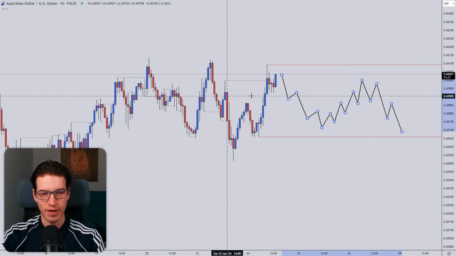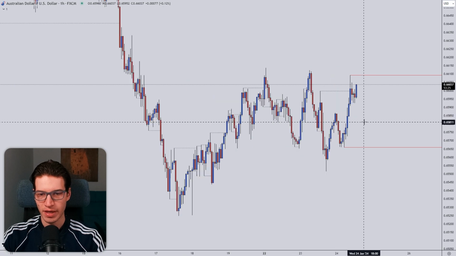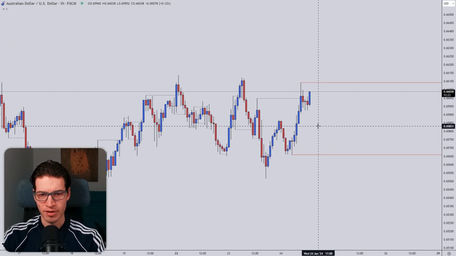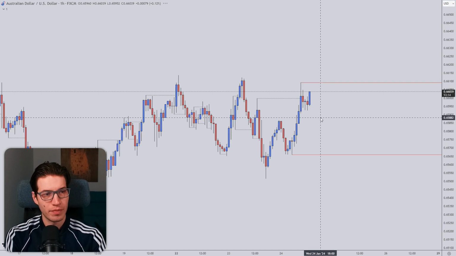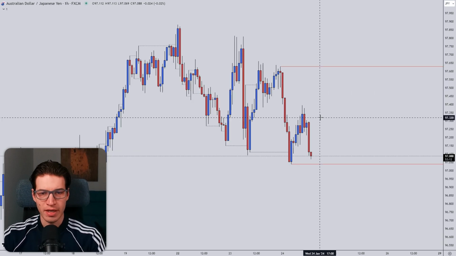Again, this is all very flat. So yeah, it does not look promising at this current point, but we have just started with the trending days. Wednesday has just started. We still have Thursday and we have Friday as well. Moving on, Aussie Japanese yen.